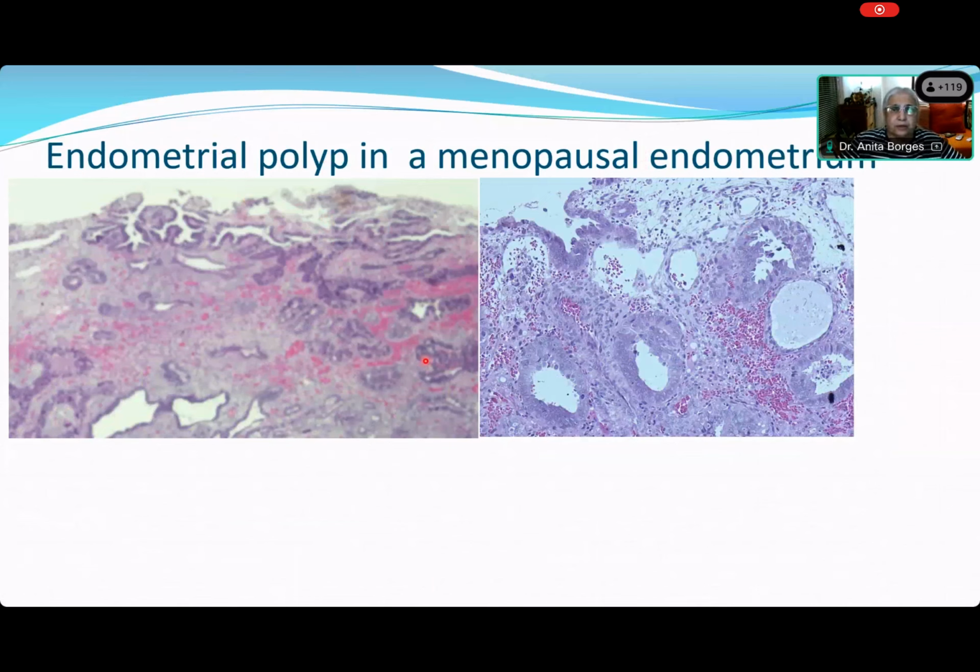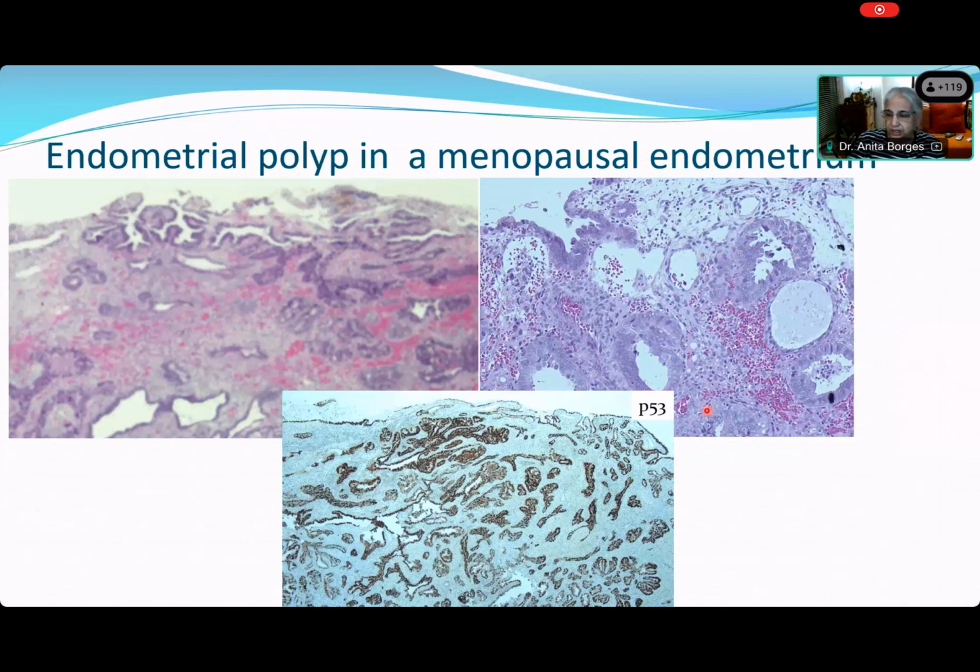But the glands are far apart. They are not crowded, but they look abnormal. And when you do a P53, you see that this is really a serous carcinoma of the endometrium, which shows you a great deal of P53, which you should not see in a benign endometrium. Okay, this had no invasion of the myometrium, so it's EIC.